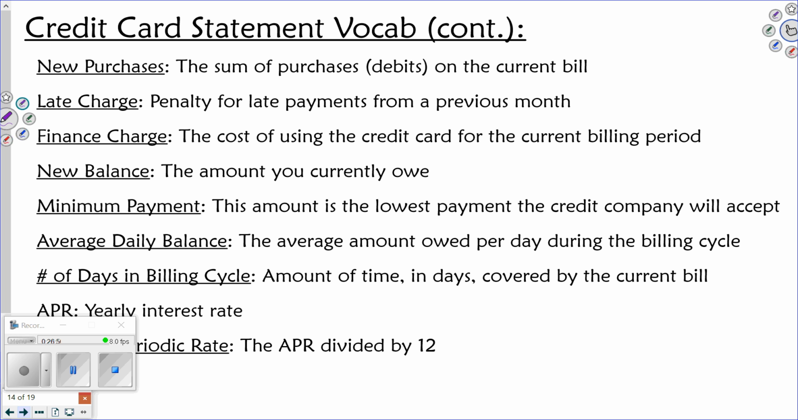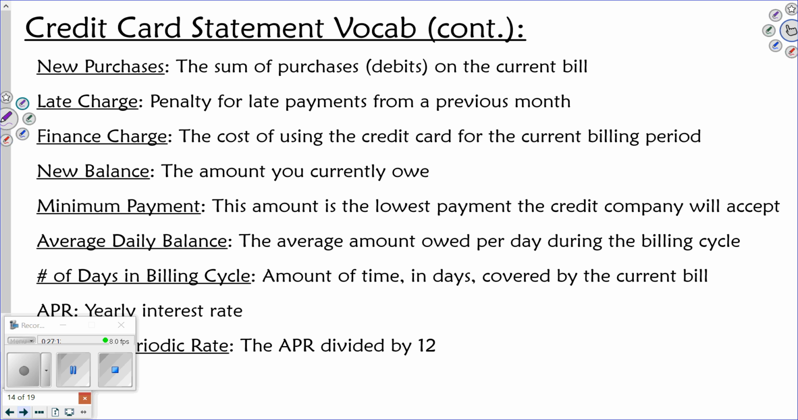And there's more. It will show you all your new purchases. So it will give you the total, like every single thing that you purchased, and then it's going to give you your grand total that you spent. It will tell you any late charges. So if you are late, even by a day, paying your bill, they will charge you a late fee, which is usually like $20 or something.